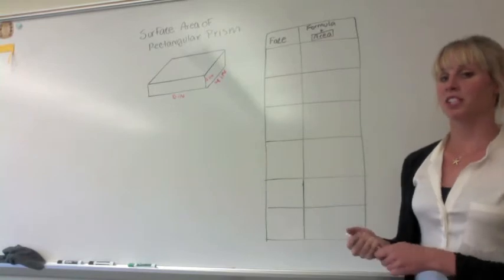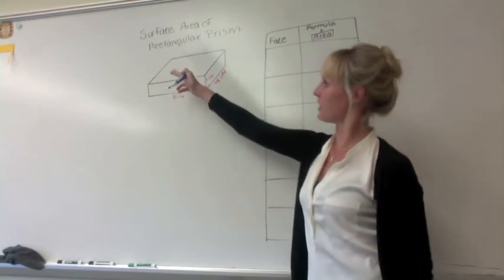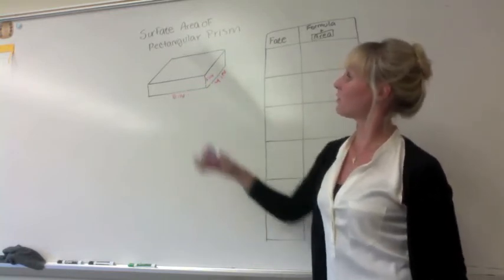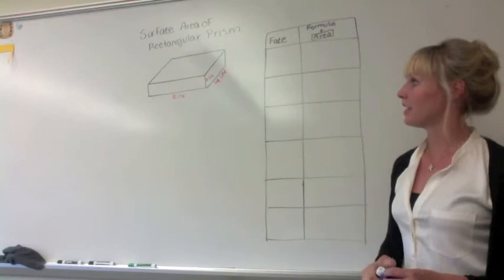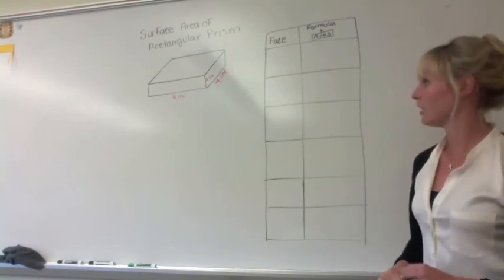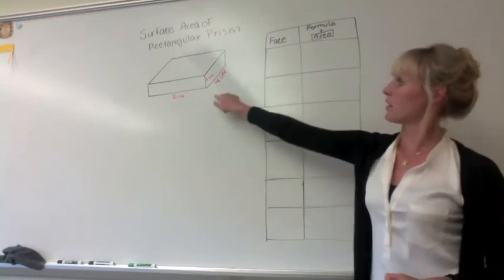The image on the board is a rectangular prism. You can tell that it's a rectangular prism because the bases, all the bases actually, are rectangles. Even if you were to flip this figure on its side, it would still be a rectangular prism because the bases would be rectangular. Now, there are 6 faces in this rectangular prism.